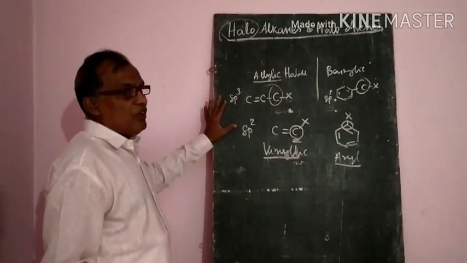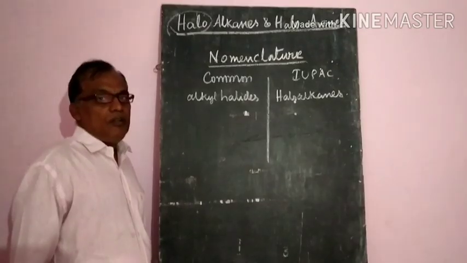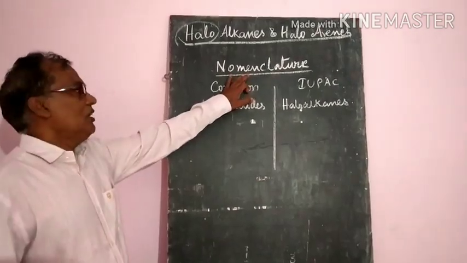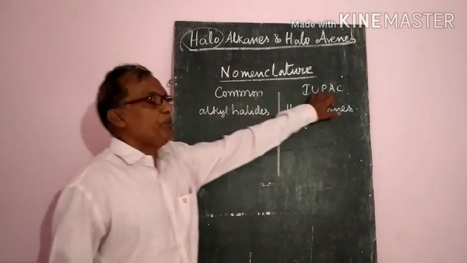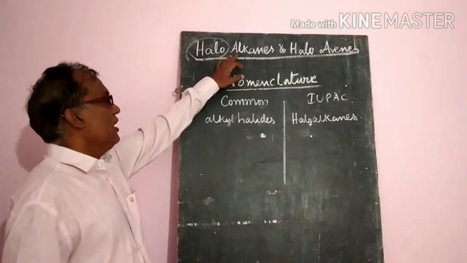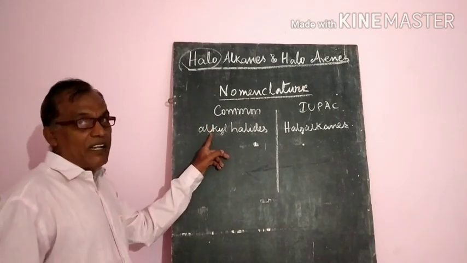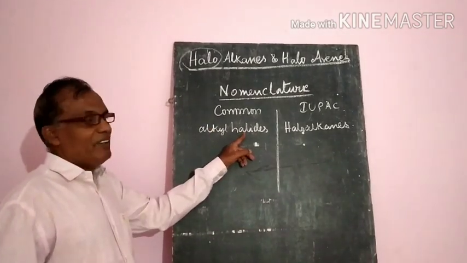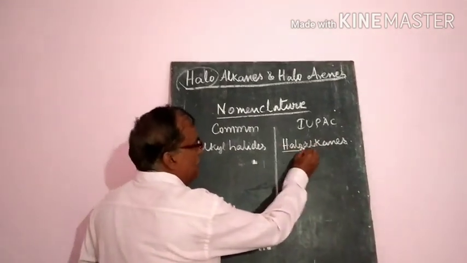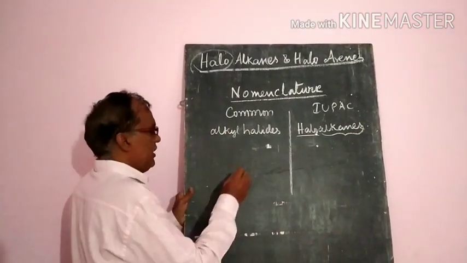Next we will come to the nomenclature. Let us discuss the nomenclature. In the nomenclature of haloalkanes and haloarenes, generally there are two types of names, common names and IUPAC names. Already we know that. Common names for haloalkanes are also called alkyl halides. That means first we keep the alkyl group and then write the halogen atom. But in the IUPAC name, first we write the halogen atom, then the corresponding alkane name. That is the difference.